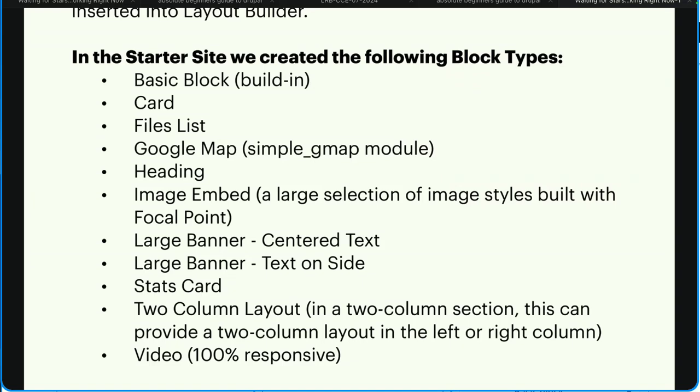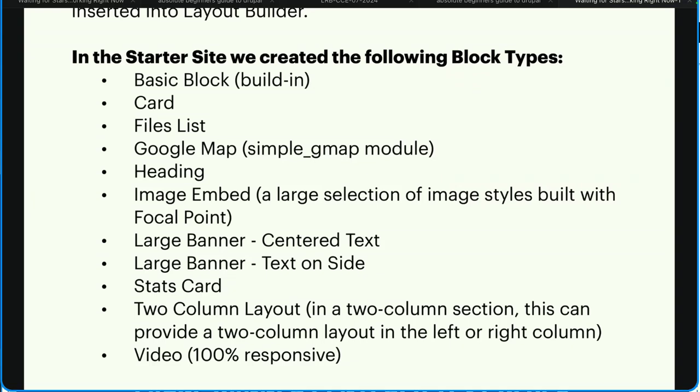The heading block type is exactly what it sounds like. The title gets certain CSS to it, and the body field, if you add anything in, it gets additional CSS to make it more heading-like. The image embed allows you to embed images of any size. So that's the image embed field, and it will produce a full-width image. Pretty simple. The large banner with centered text looks like this up here at the top.